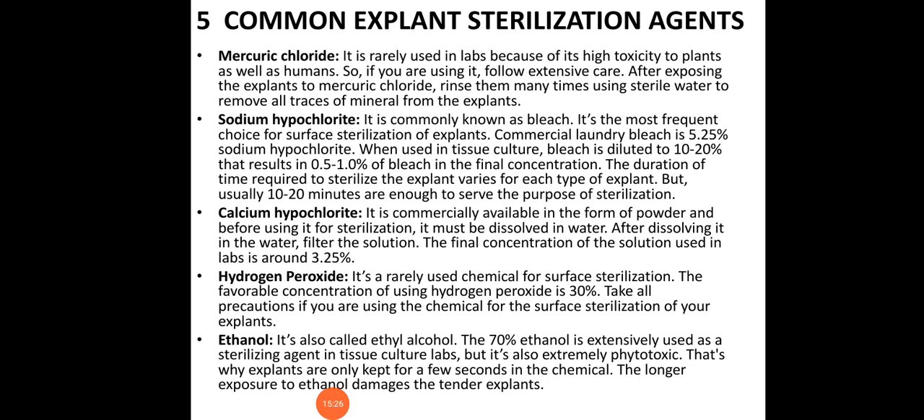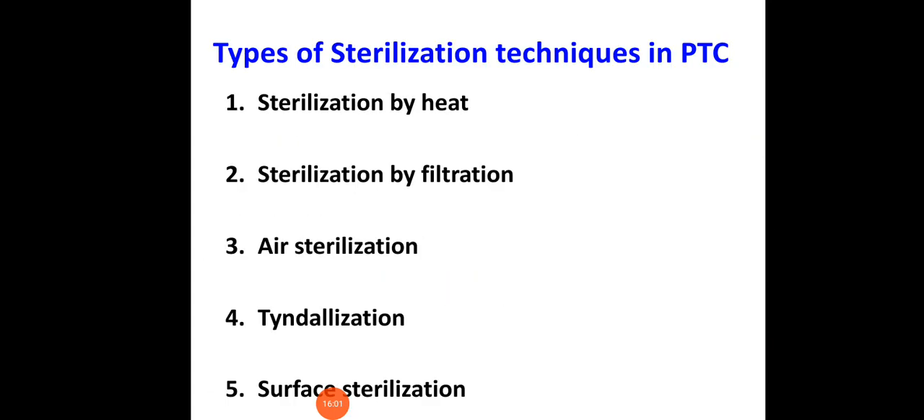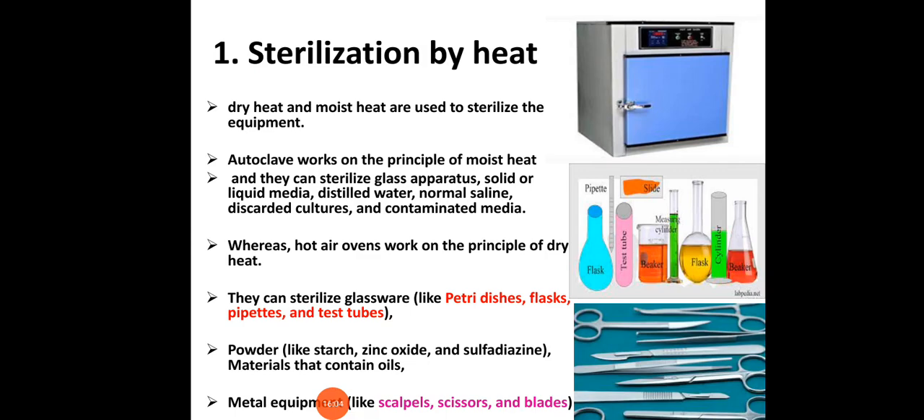And finally, ethanol. It is also called ethyl alcohol, C2H5OH. 70% ethanol is extensively used as a sterilizing agent in tissue culture labs. But it is also extremely phytotoxic. That's why explants are only kept for a few seconds in the chemical. Longer exposure to ethanol damages the tender explant. So these are the steps we use in the sterilization process. Sterilization has 5 types: heating method, filtration, air sterilization, tyndallization, and surface sterilization.